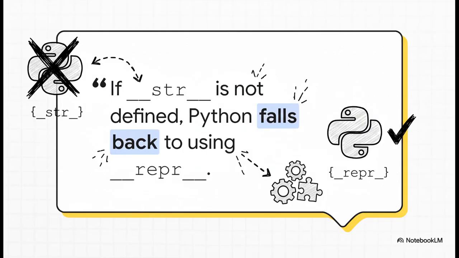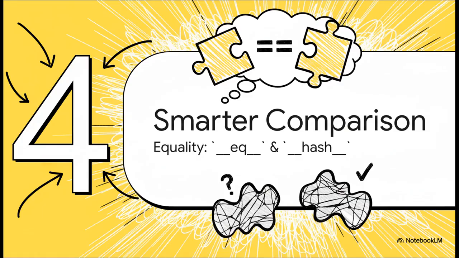And this is a super important tip. If you only have time to implement one of them, always choose __repr__. Why? Because Python has a fallback system. If it looks for a __str__ method and can't find one, it'll use __repr__ instead. So a good __repr__ acts like a safety net, guaranteeing your object always has at least a decent, developer-friendly representation. All right, superpower number 2, smarter comparison.